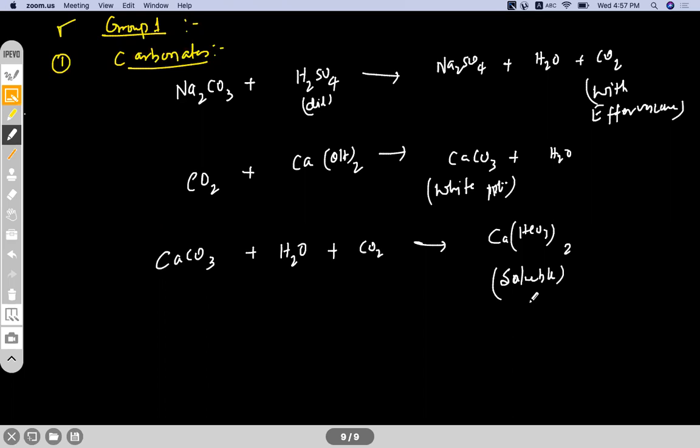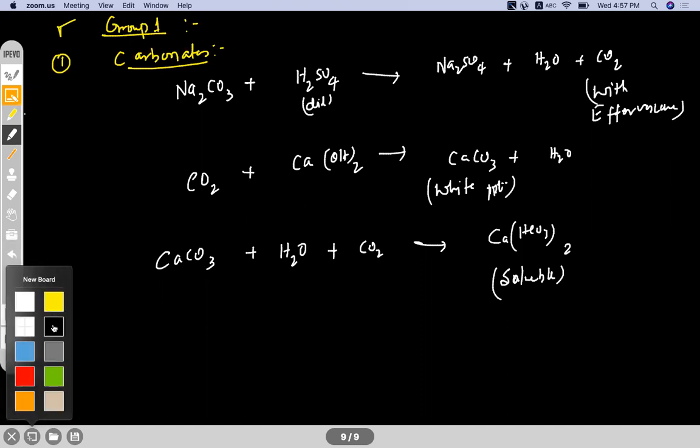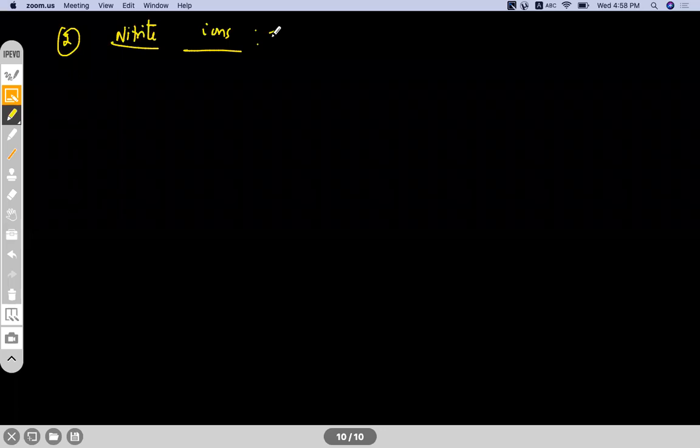Okay, next write down the second type of anion in this group one. That is nitrite ion. Write down, it reacts with dilute H2SO4.